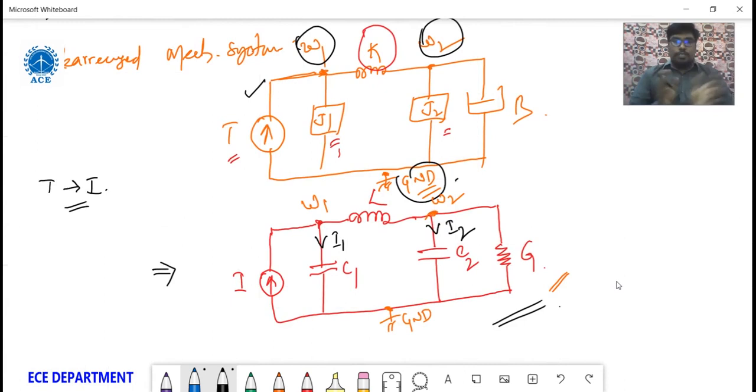Just a small review. For the given problem, from the angular displacement we find the transfer function of the given rotational mechanical system, and also we draw the analogous electrical circuits, that means the torque voltage analogy and torque current analogy. So this is the completion of unit 1. In the next class we are going to start unit 2.